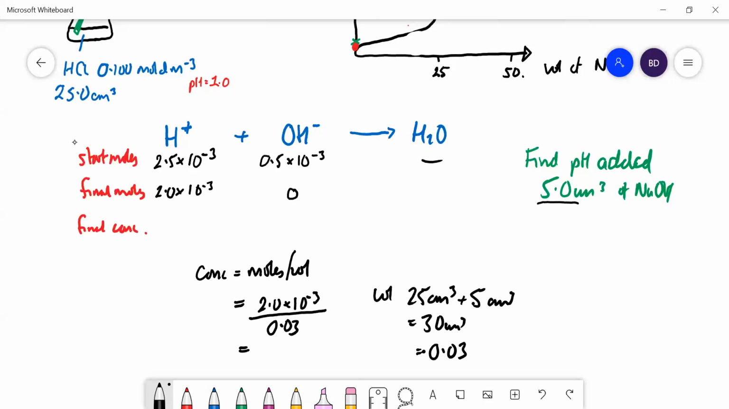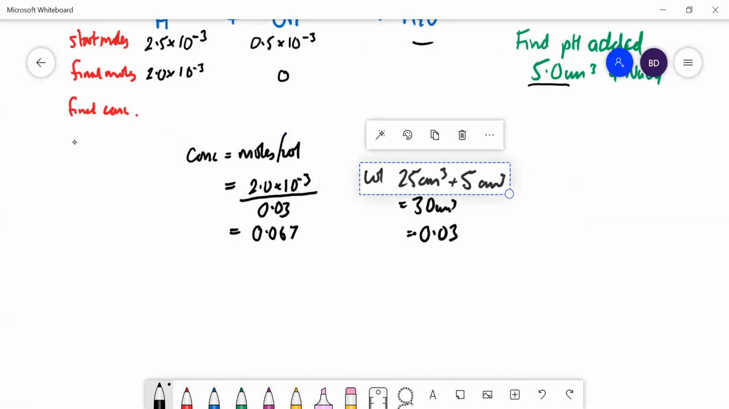That is equal to 0.067 recurring moles per decimeter cubed. Now we need to work out the pH of that. So we take a minus log of that. The answer is 1.17. So you can see it's hardly changed at all.